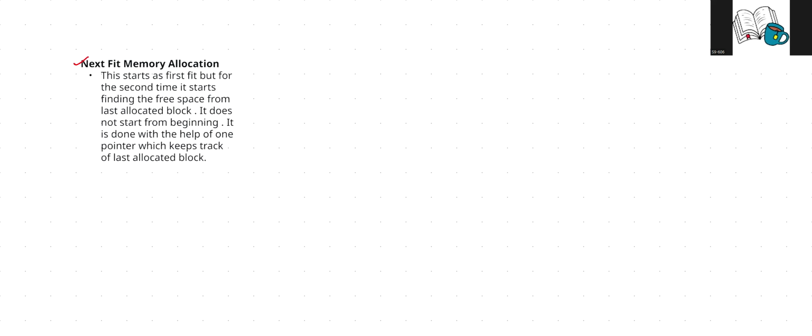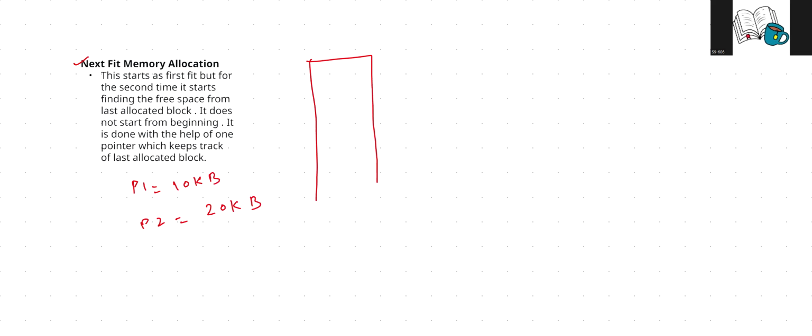Let's say that there are two processes, P1 and P2. The memory requirement for process P1 is 10 KB and the requirement for process P2 is 20 KB. Whenever next fit memory allocation is used, first of all, it will start as a first fit method only. In the first fit method, the operating system will allocate the first block that comes out as free.